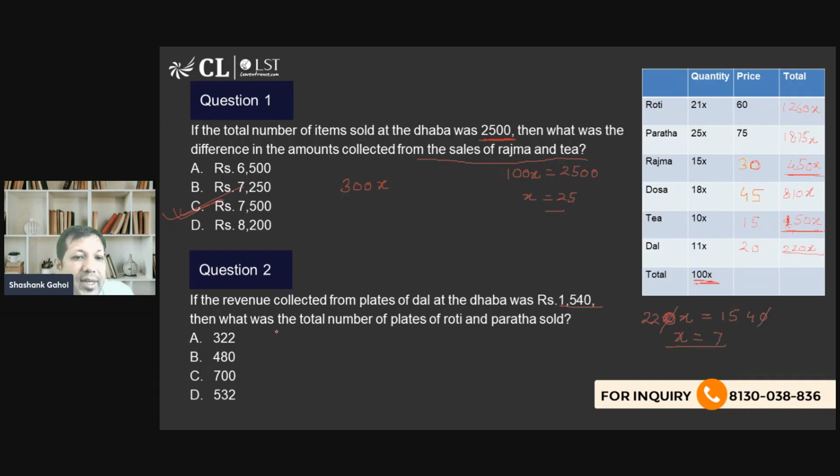Now what does the question ask? What is the total number of plates of roti and paratha sold? So roti and paratha is what? Total 46x. And what is the value of x? That is 7. So it is going to be 4 sevens are 28. So the answer should be close to 300ish. So the answer of this question is going to be option A. You don't even need to multiply because 50 into 7 is equal to 350. So your answer should be less than 350. Which option is less than 350? There is only one option. So you don't need to multiply the whole thing. Now, let's move on to the next question.